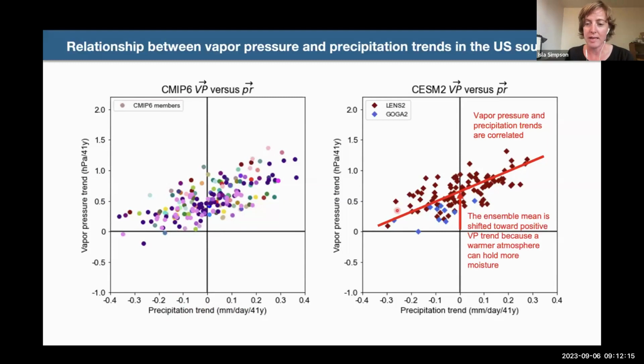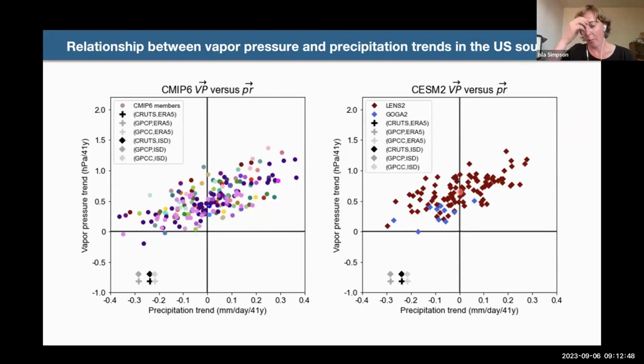But we also see that all of these model points are offset in the vertical to positive values. So even if you have a zero precipitation trend in a region, you see a rise in vapor pressure, and that's because there's a thermodynamic influence of greenhouse gas-driven warming on atmospheric water vapor. A warmer atmosphere can hold more moisture. Following the Clausius-Clapeyron relationship, if you have water available, you'd expect water vapor would increase with warming.